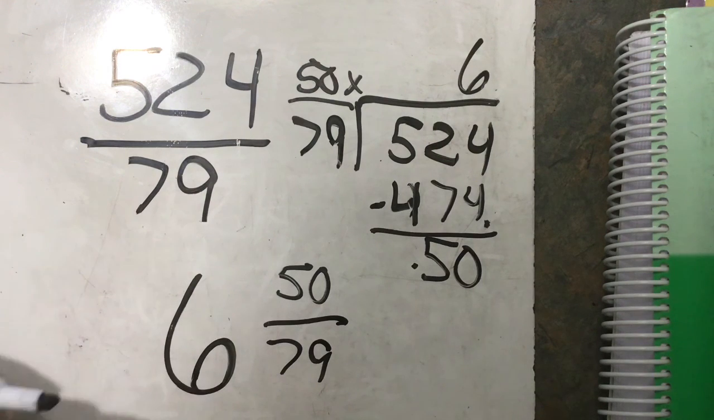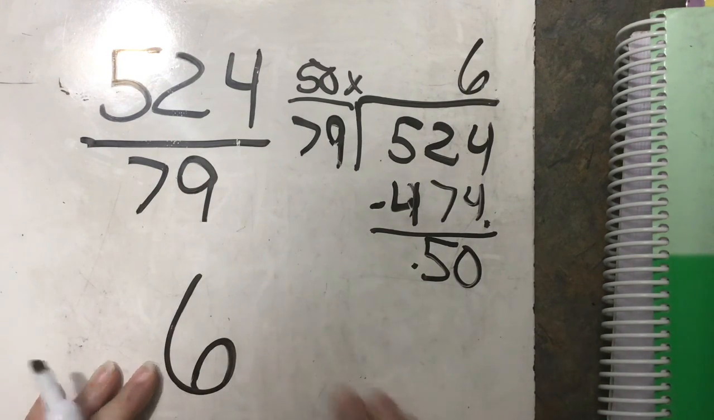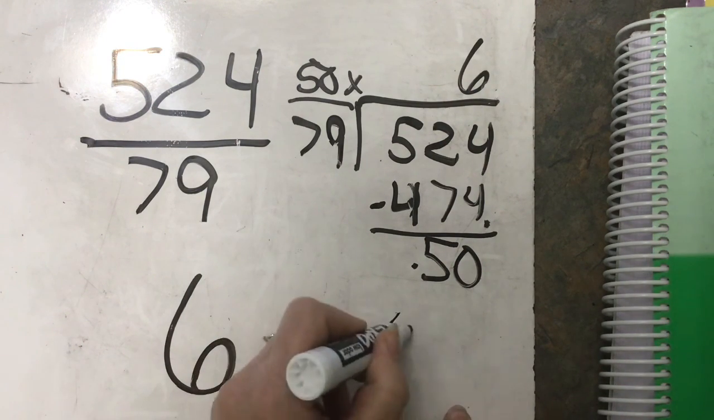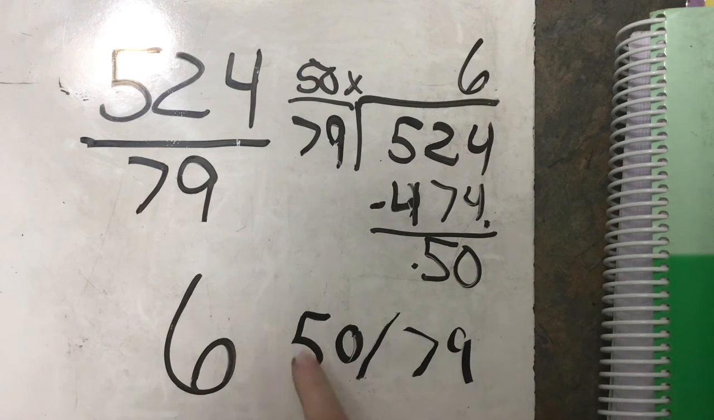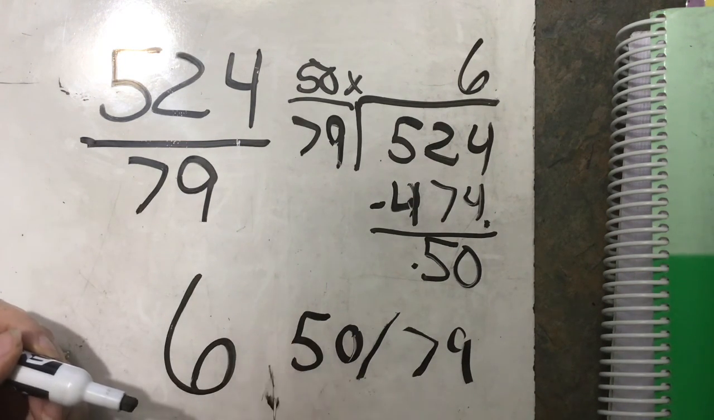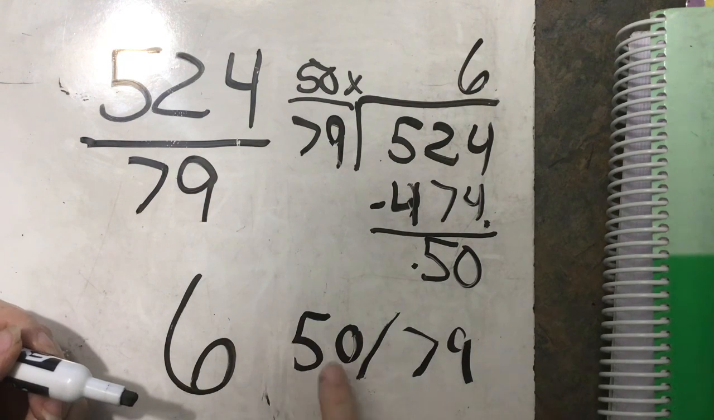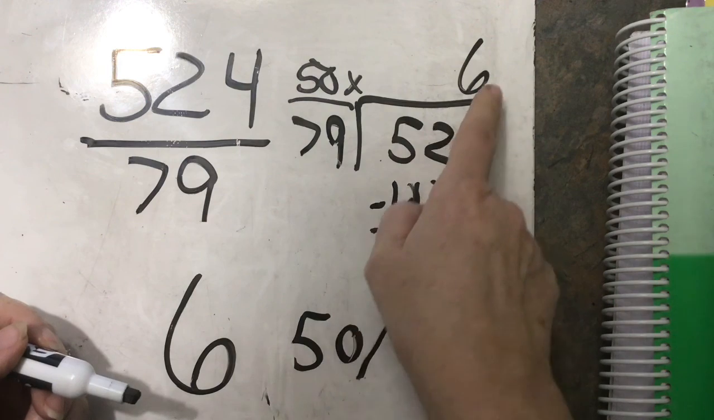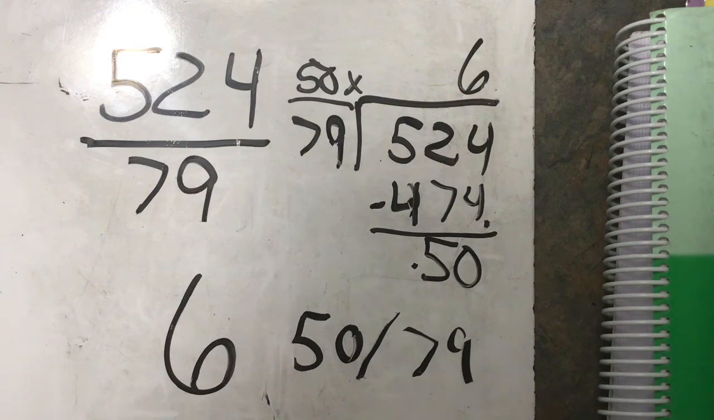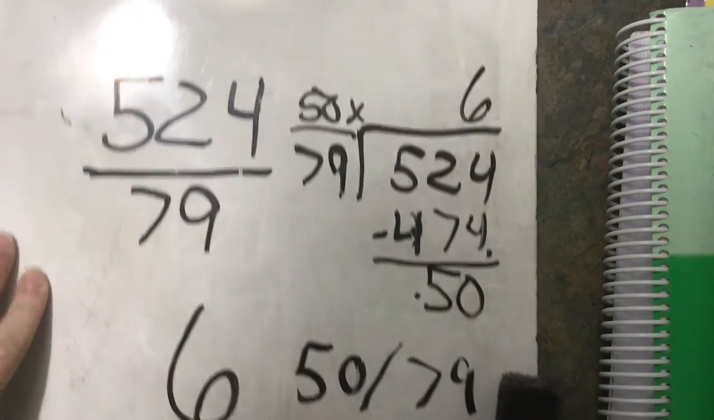Now, when you're typing this into IXL, remember you have to type the 6 just like the normal, and then next to it, you're going to type 50, leave a space, 50/79. This is how you're going to have to enter it. Make sure you leave a space here, otherwise they're going to think you're entering 650/79, and that's going to be wrong. So 6 space 50/79 is how you're going to enter this answer. 6 wholes and 50/79. Okay, that is your first math code.